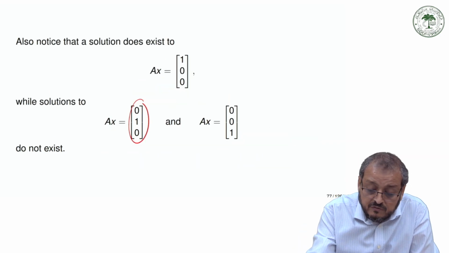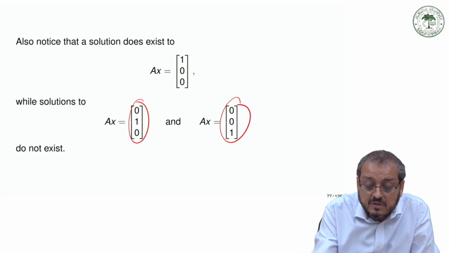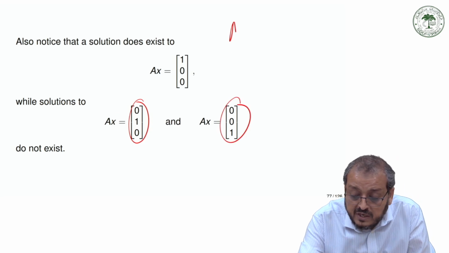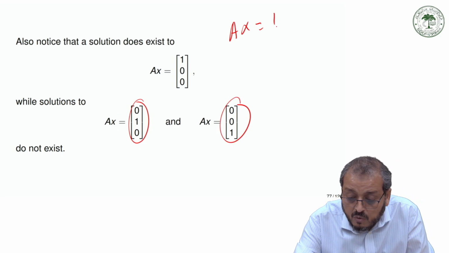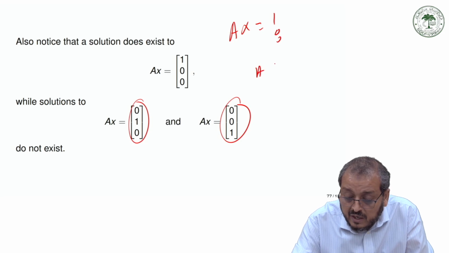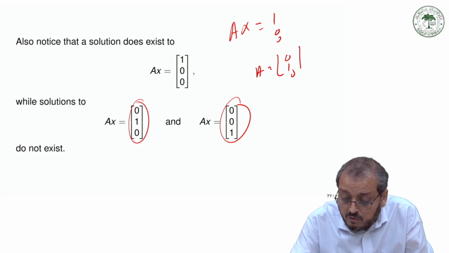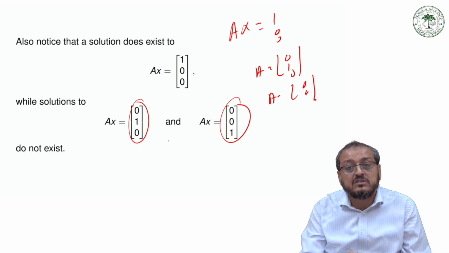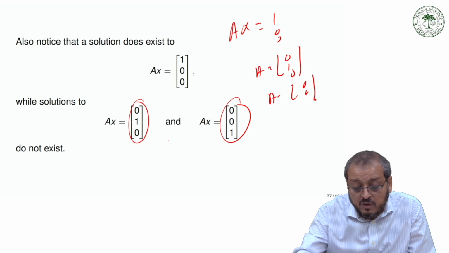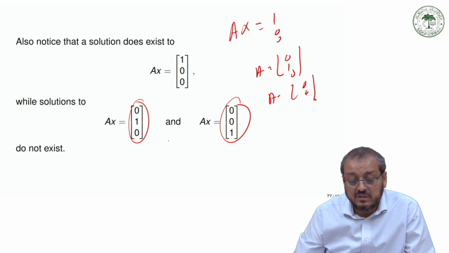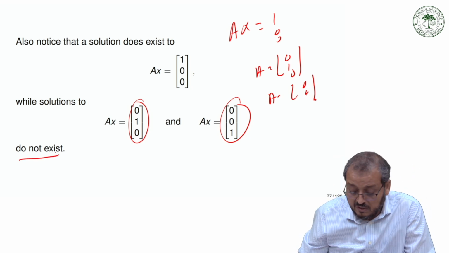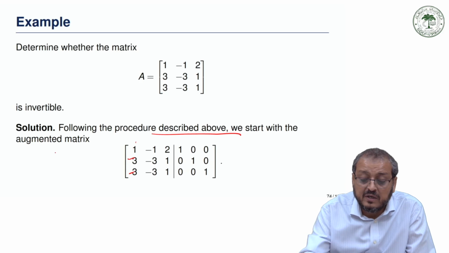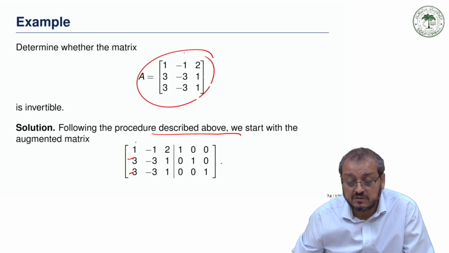In place of this we should have this. This means an inverse exists only if Ax is in the form of 1 0 0, and Ax is also in the form of 0 1 0, and also in the form of 0 0 1, but this is not possible in this given system. So if it is not possible in this system, then we can say that the inverse of the original matrix we have been given does not exist.